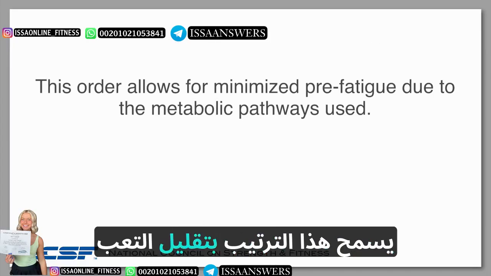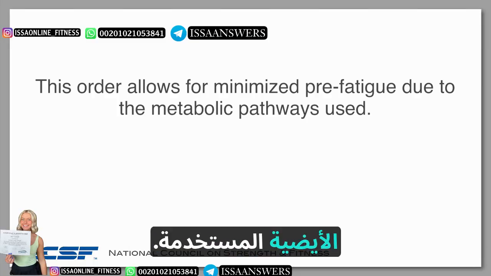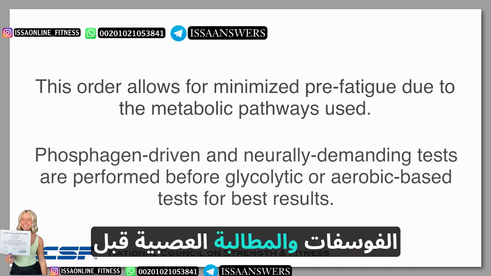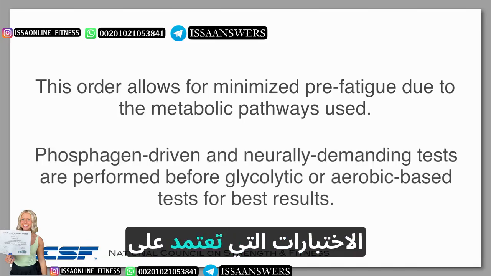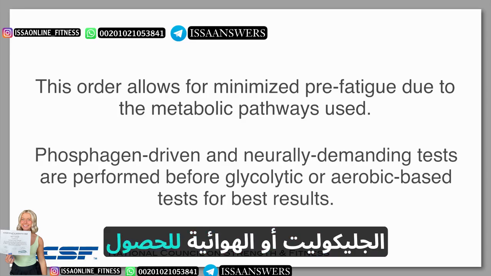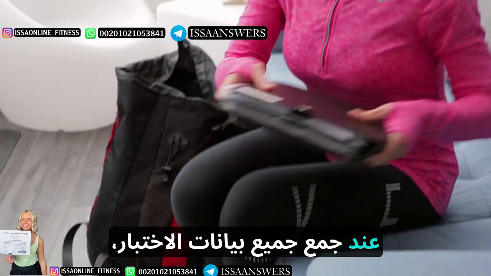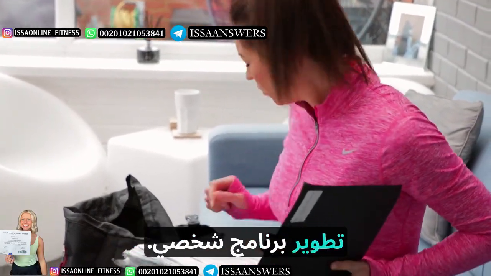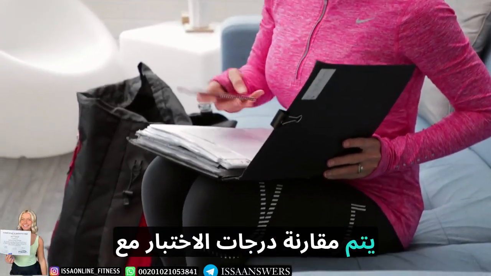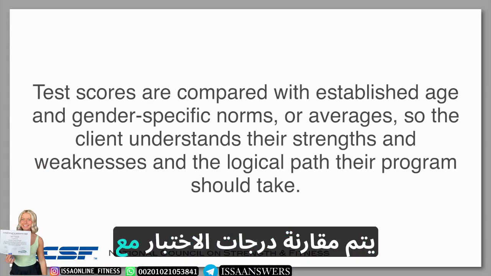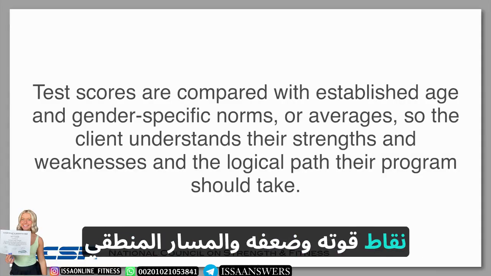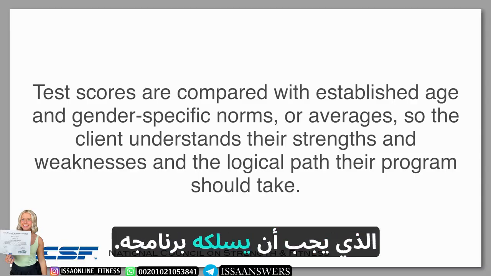This order allows for minimized pre-fatigue due to the metabolic pathways used. Phosphagen-driven and neurally demanding tests are performed before glycolytic or aerobic-based tests for best results. When all testing data is collected, it must be analyzed to contribute to personalized program development. Test scores are compared with established age and gender-specific norms, or averages, so the client understands their strengths and weaknesses and the logical path their program should take.